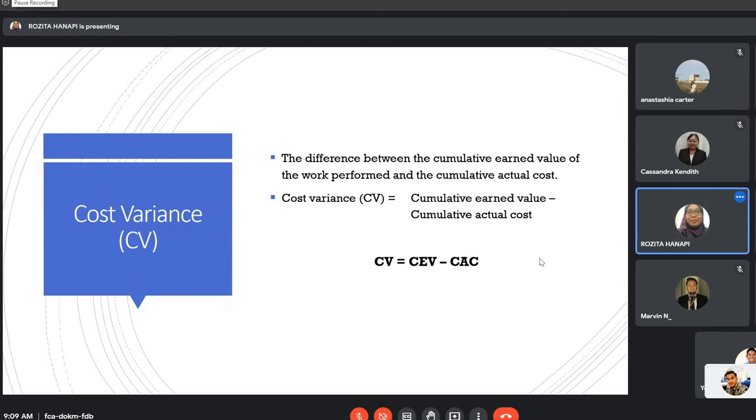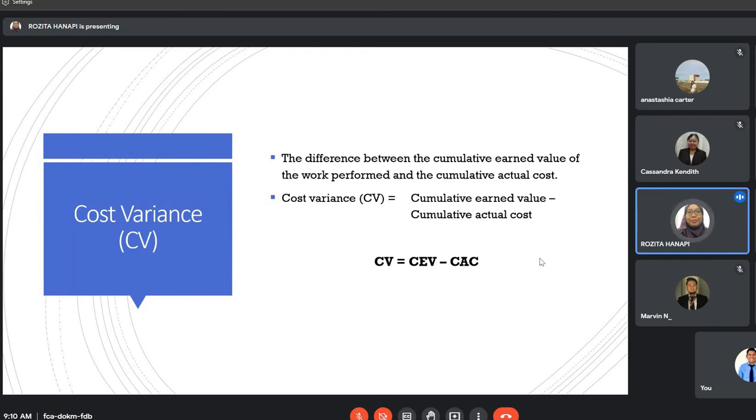over budget. Okay, because earned value is the value that you get after you perform the project, and then the actual cost is the cost that you use for performing the project, the actual cost when you are performing the project.